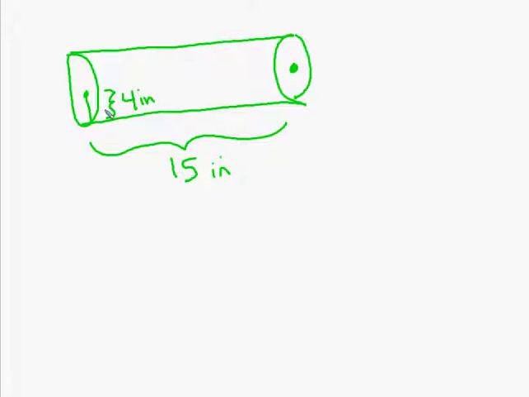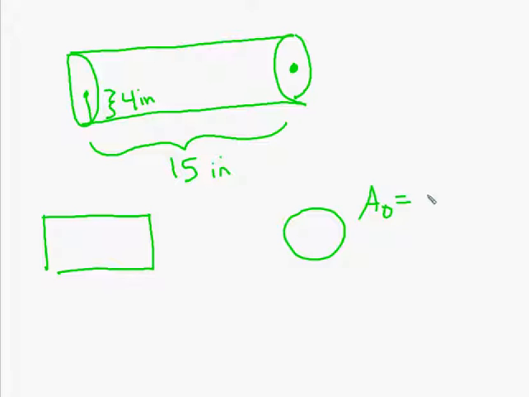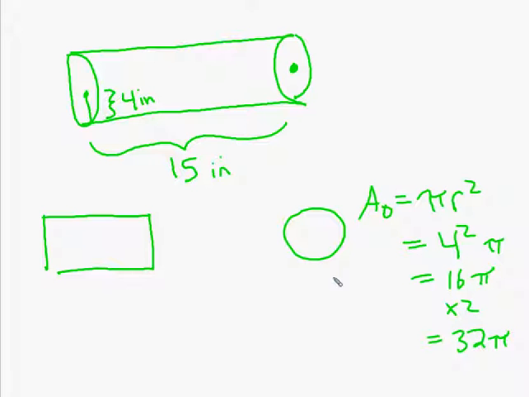I'm going to do it by dissecting the shape. So I have a rectangle and I have a circle. To get the area of the circle, what do I do? Pi r squared. What's r? 4. So 4 squared pi, 16 pi, but I have how many of them? 2. Times 2, and I get 32 pi. Okay, that's part of my answer.